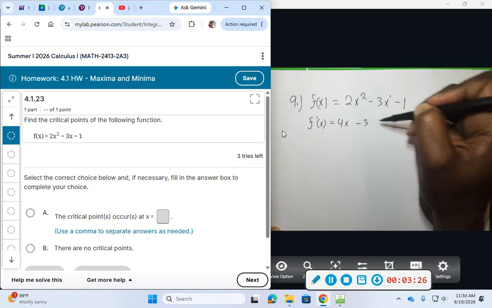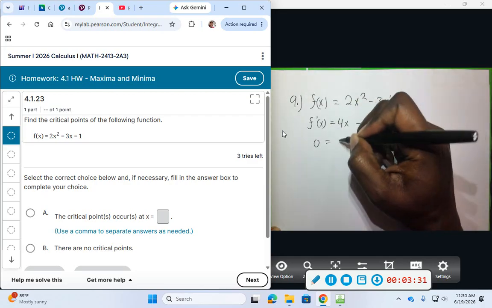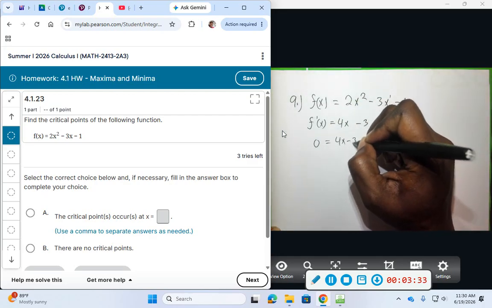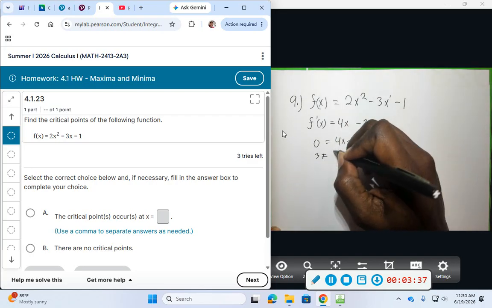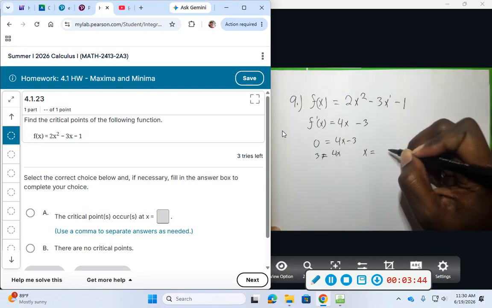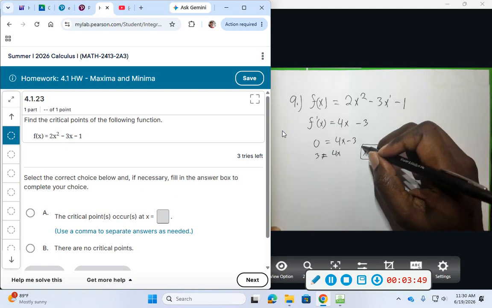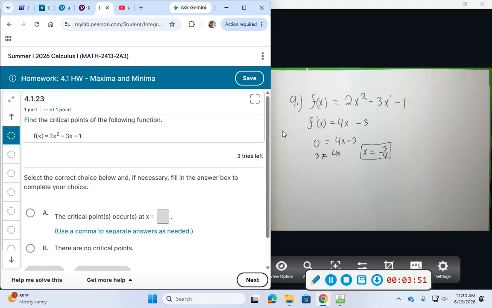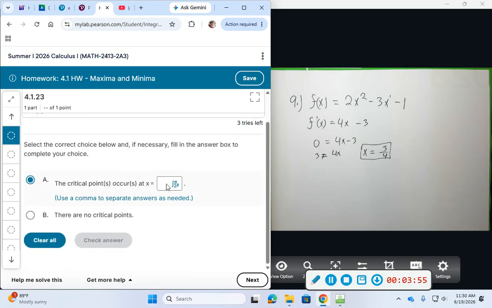So here's our derivative. We're going to set that equal to 0. So 0 is equal to 4x minus 3. Add 3. 3 equals 4x. Divide by 4. It's supposed to be an equal sign. So we're going to get x equals 3 divided by 4. So this is going to be our critical point. Okay, 3 over 4 interior critical point. So that's the only one we get. Critical points of this function are 3 divided by 4.